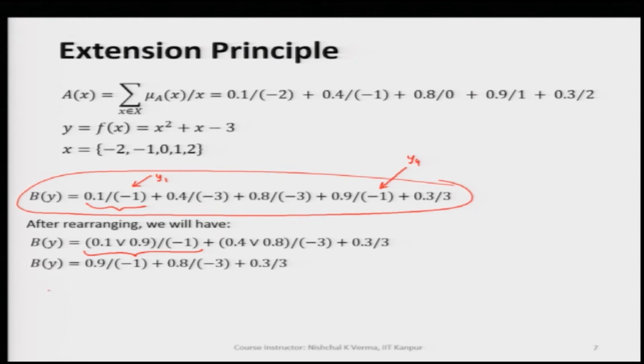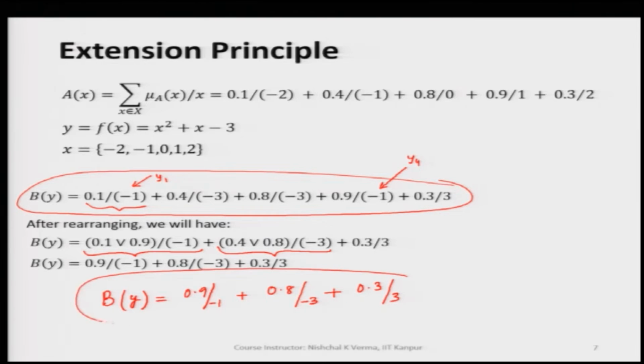And then finally, we have our B of y, the transformed fuzzy set in the universe of discourse, that is B of y equals 0.9 over minus 1, 0.8 over minus 3 plus 0.3 over 3. So, here we had two conflicting situations. One was for minus 1 as the generic variable value, another one for y equal to minus 3. So, these two have been avoided, and then finally, we have the transformed fuzzy set, which is B of y.